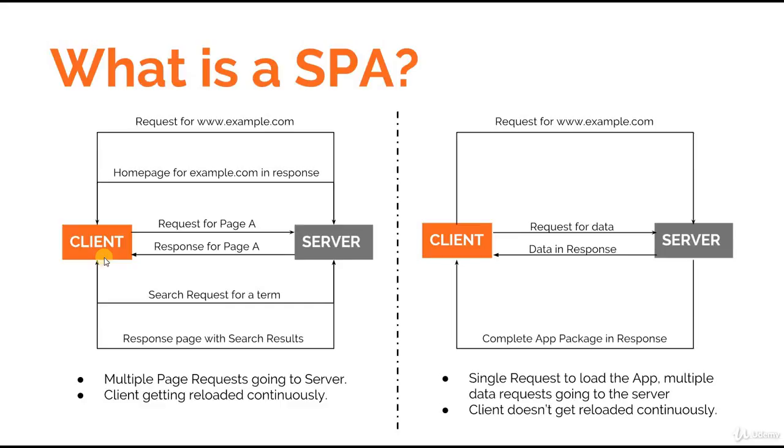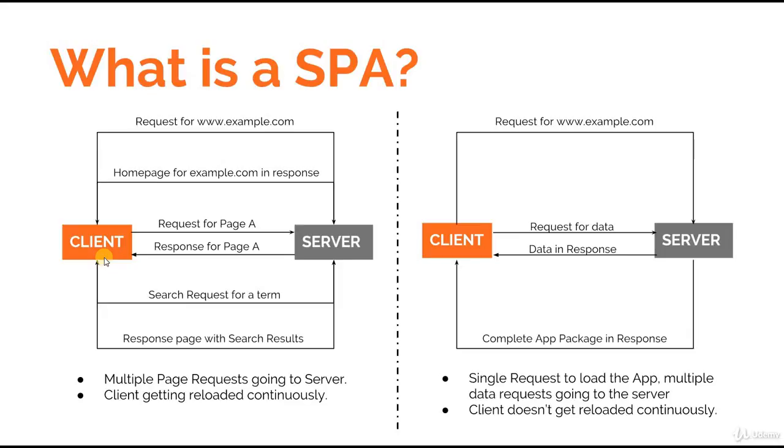Yeah, the pattern is that for each and every action that the user is performing, a new request is going on to the server, and the server is responding back with a new page. Okay, so multiple page requests are going on to the server, which is creating a lot of bandwidth usage for loading all the markup for new pages that the user is requesting. And that is also reloading the client again and again as soon as a new page response is retrieved from the server.